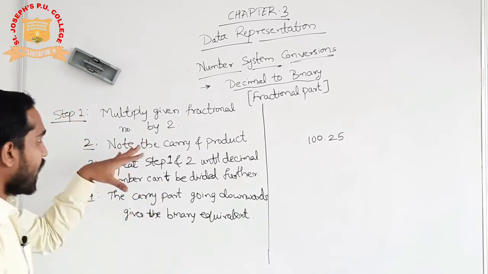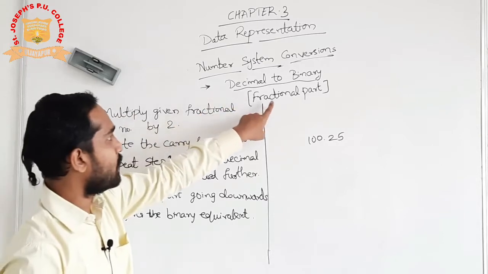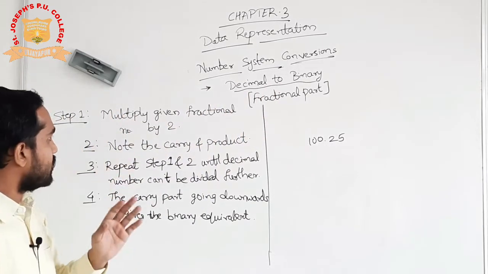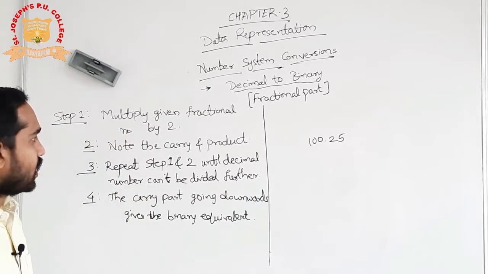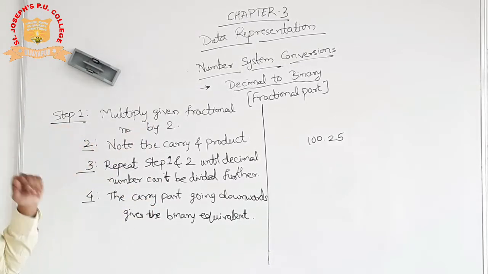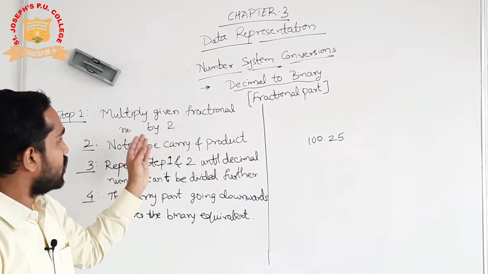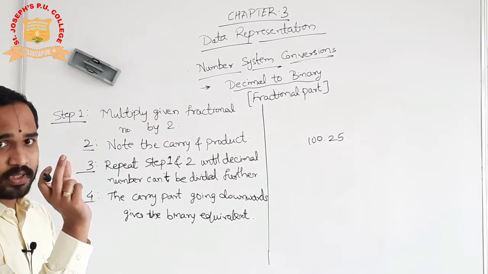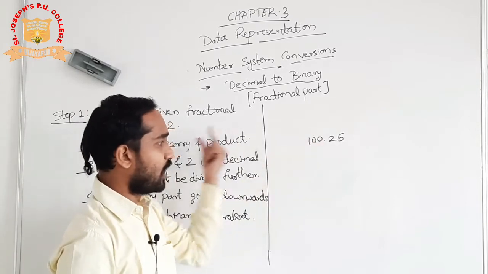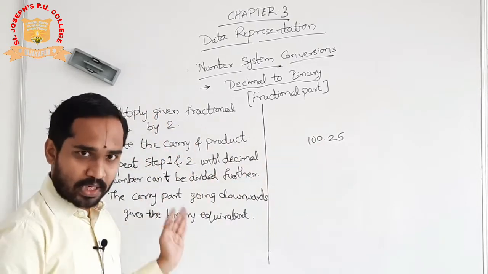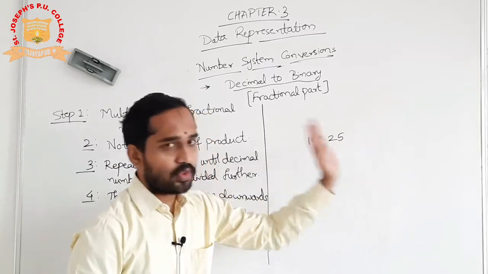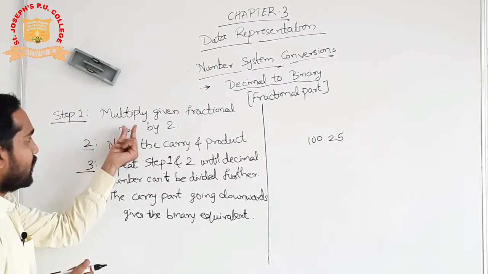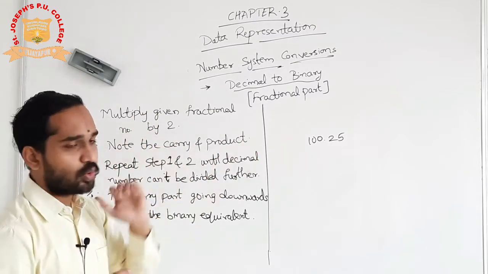Okay, so for that I have written the steps. See, decimal to binary, fractional part. For that, please pause the video and write these steps. Step 1: Multiply the given fractional number by 2. Only the fractional number you have to consider. The integer part you have to convert separately. The fractional part you have to convert separately. Understand this first. So multiply the given fractional number by 2.